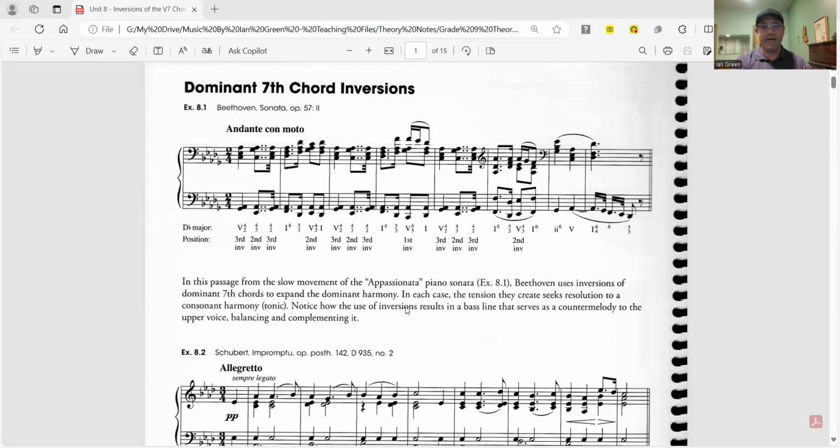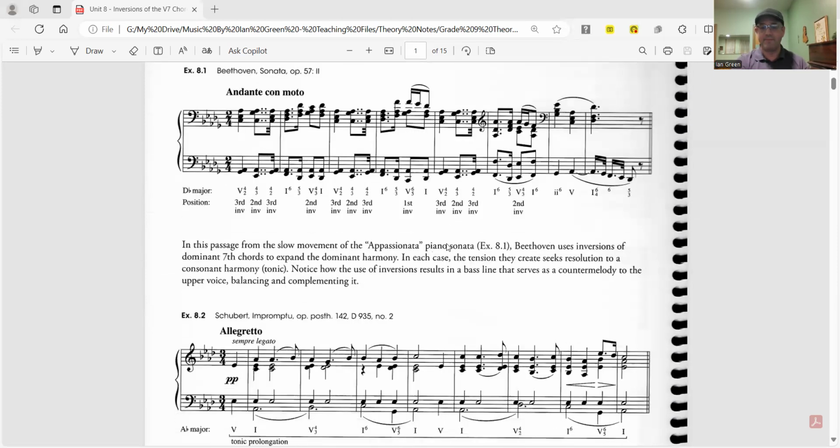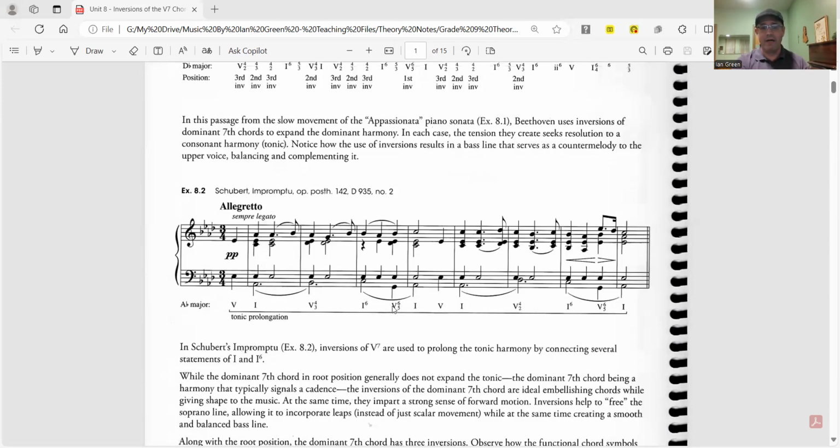So in other words, we have V or 5-7 like this, which is the root position chord. We have 5 or V6-5 for the first inversion chord. We have V or 5-4-3 for the second inversion chord, and V or 5-4-2 for the third inversion of the dominant seventh chord. So I do hope this information is helpful.